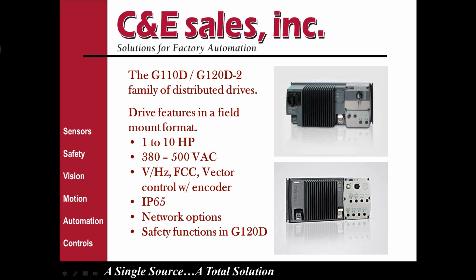Areas that you do not have an encoder that you may need an encoder with. So this is an option where we can monitor the speed and feed it into the drive on the G120D-2 units. The form factor is very similar between the two units. The difference is the G110D is intended for just basic speed control. The G120D2 has more vector control, broader range of network options, and safety functions are available in that G120D.